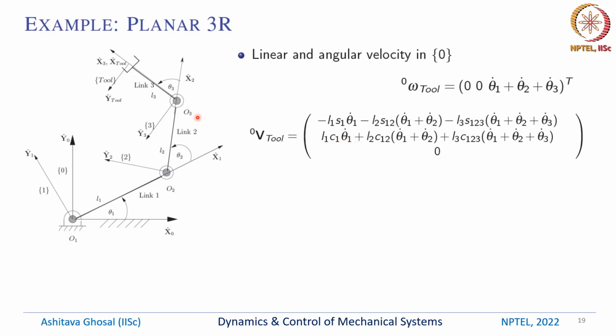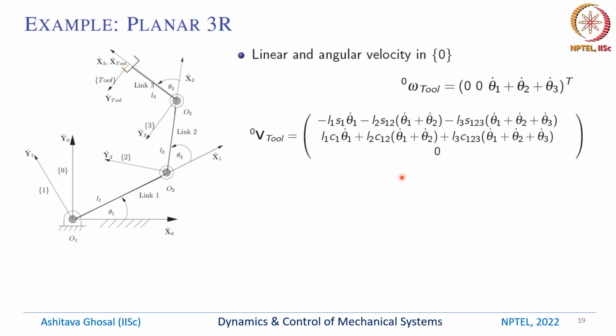Why does it make sense? So let's look at the x coordinate of this point. The x coordinate of this point will be L1 into cos theta 1. This is the projection. Then L2 into cos theta 1 plus theta 2, because the angle of this link with respect to the horizontal will be theta 1 plus theta 2. Then the angle for this link will be theta 1 plus theta 2 plus theta 3. So the x coordinate will be the projection of this, which is L1 cos theta 1 plus L2 cos theta 1 plus theta 2, and then L3 cos theta 1 plus theta 2 plus theta 3. So remember, they are all cosines.